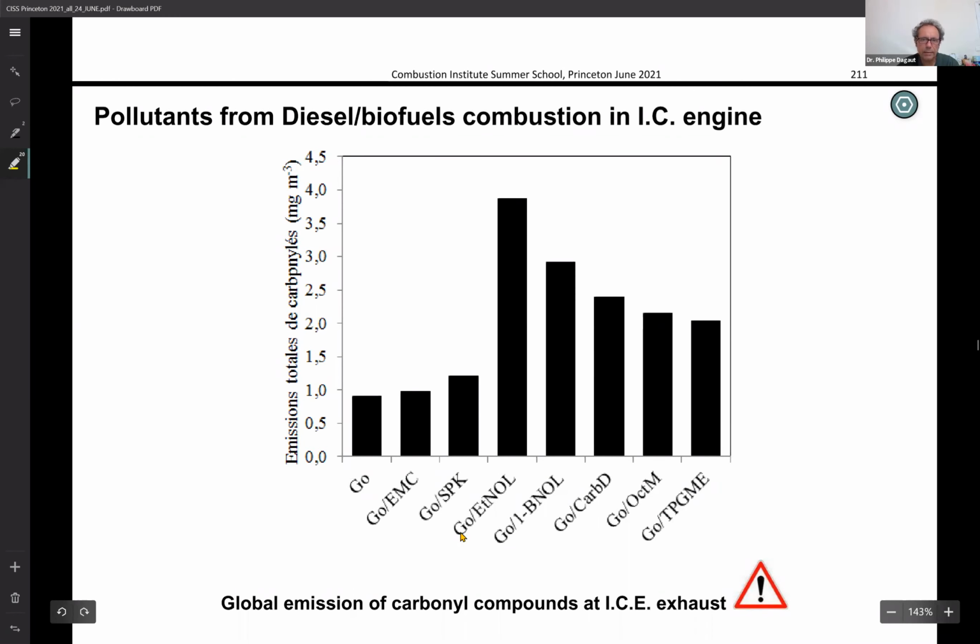So what we can see is that when we blend the fuel with ethanol, we increase very much the emission of carbonyl groups from the reference fuel. Same thing with butanol, same thing with the carbonate, with the methyl octanoate, and the polyether. So the global emission of carbonyl compounds in the internal combustion engine exhaust is increasing a lot by the introduction of these oxygenated fuels.